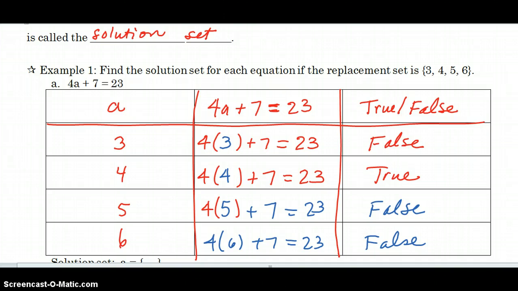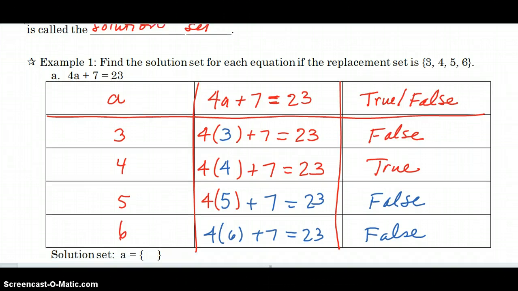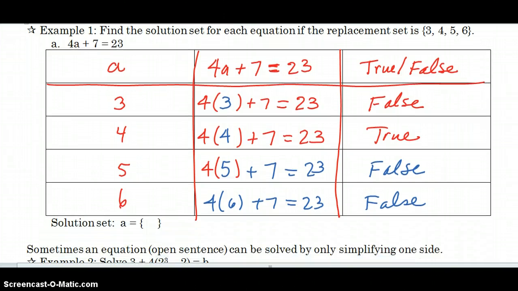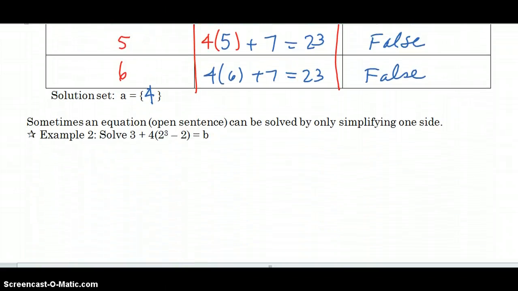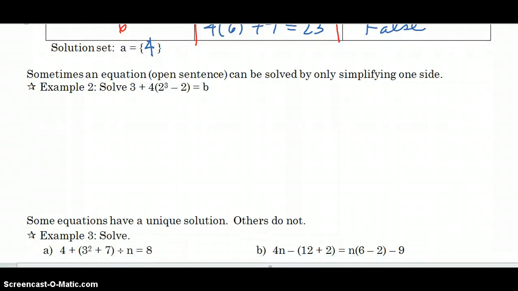So the only number in our solution set is 4. It was the only one. So it's a set of one number. Our solution set A is only 4. So that's possible to have a set with only one number in it. Sometimes an equation or open sentence can be solved by only simplifying one side.